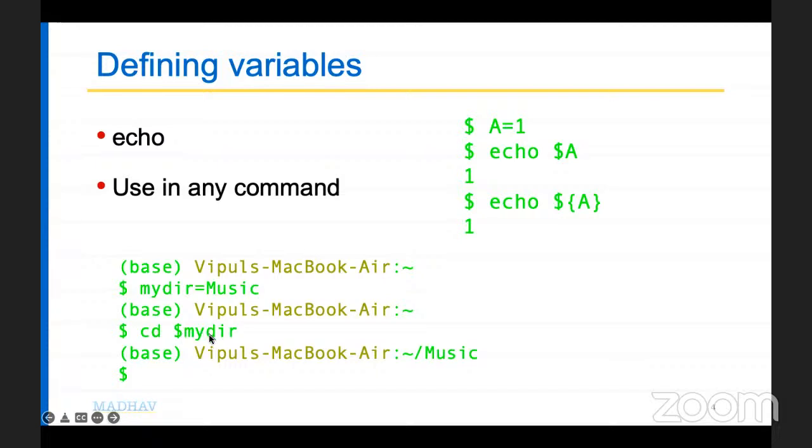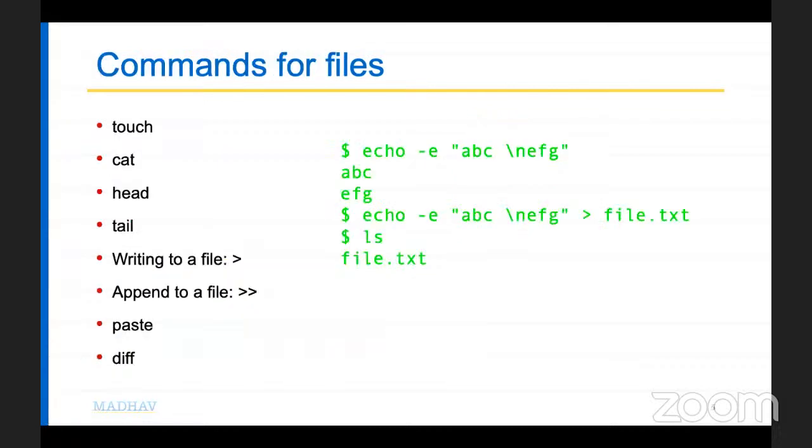Don't use mydir, but use the value of mydir, the value stored in the variable mydir. Similarly, if you want to print the value of a variable, you can say echo and the variable name. It will print 1. Let's say a was 1, echo a will give 1. And I can also say $ and then curly braces, then the variable name. That is also the same thing. So this is the concept of variables in shell scripts.